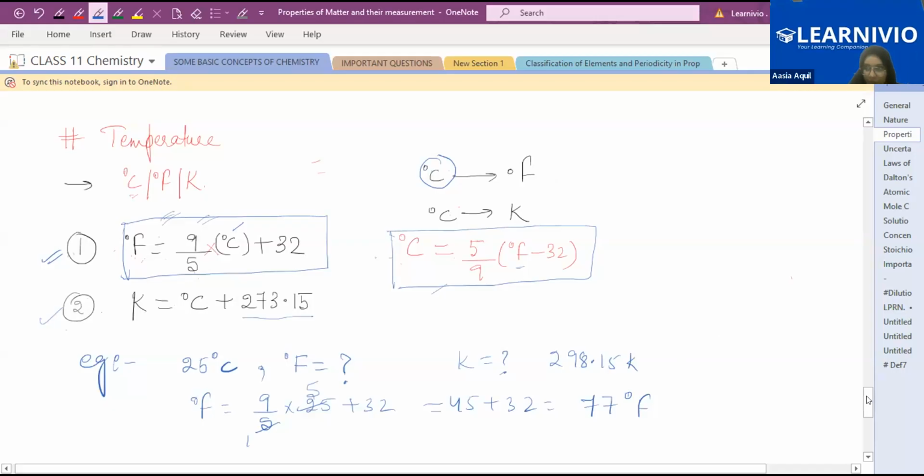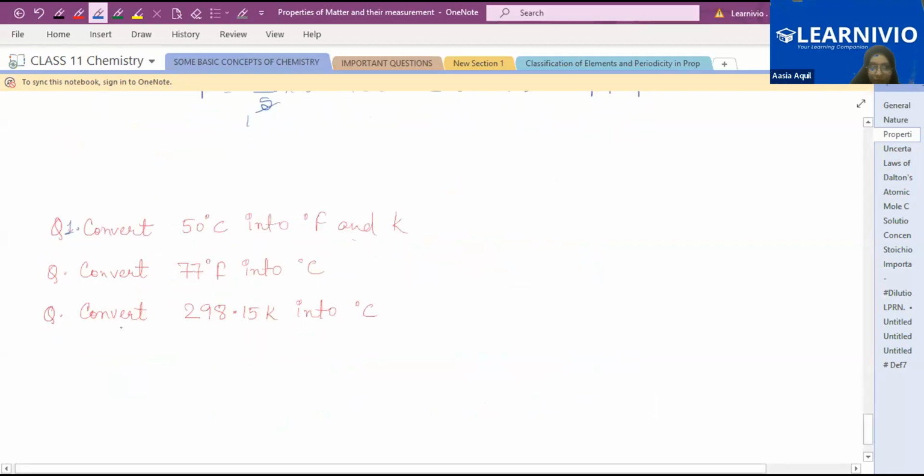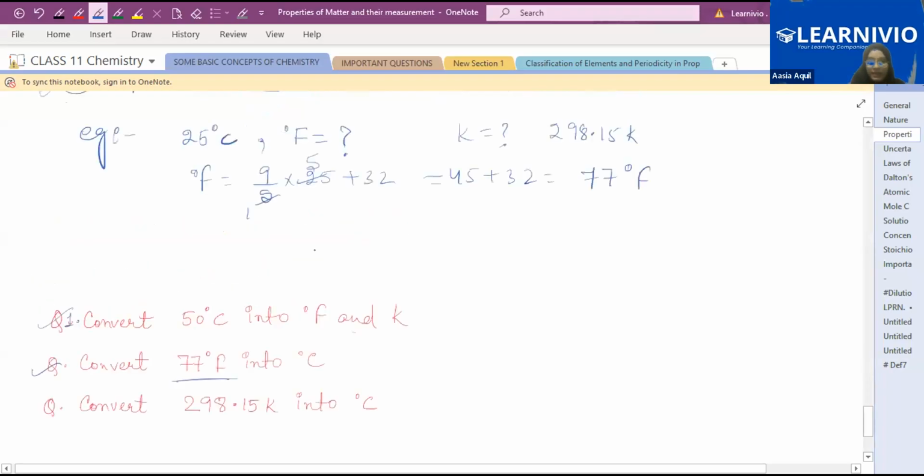Yeah. Now, if I give you questions like, do this question number one and two, and please just tell me the answer quickly. You have to convert 50 degrees Celsius into Fahrenheit and Kelvin, right? And you have to convert this 77 degree Fahrenheit into degrees Celsius. Just use the above formula and simply calculate it.